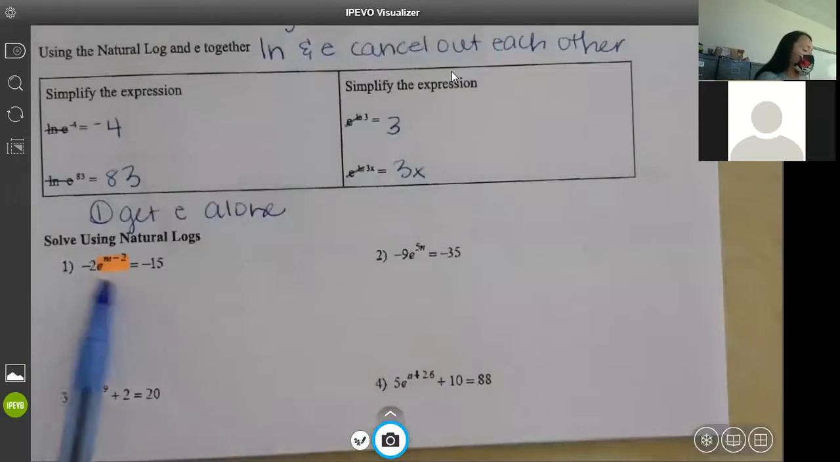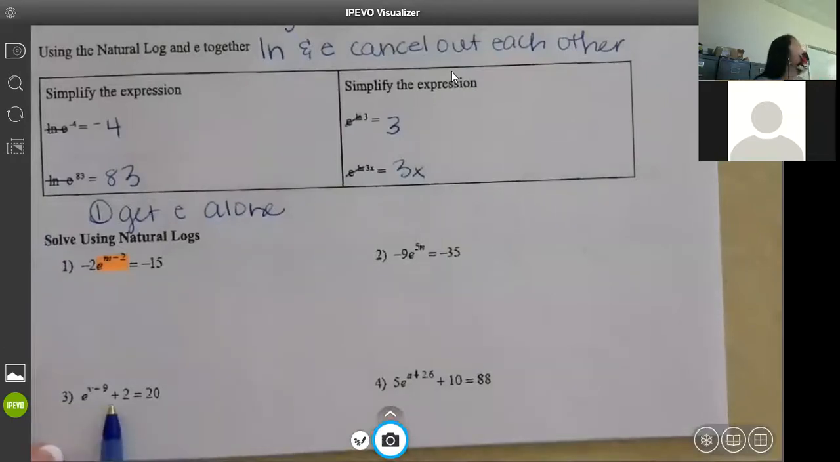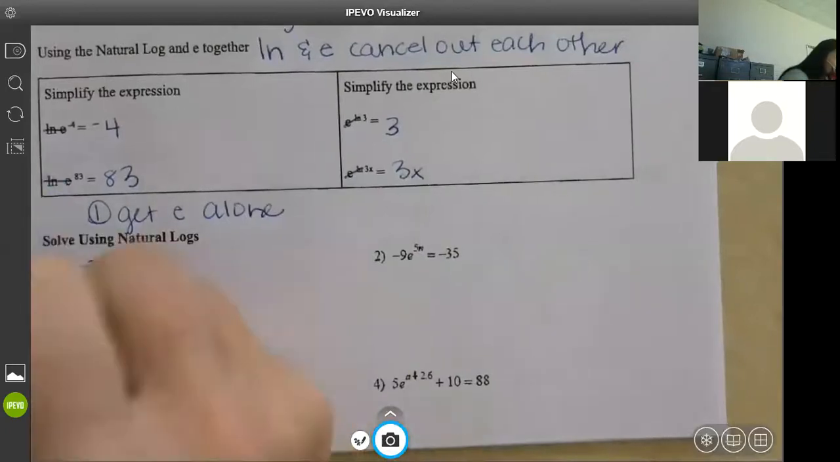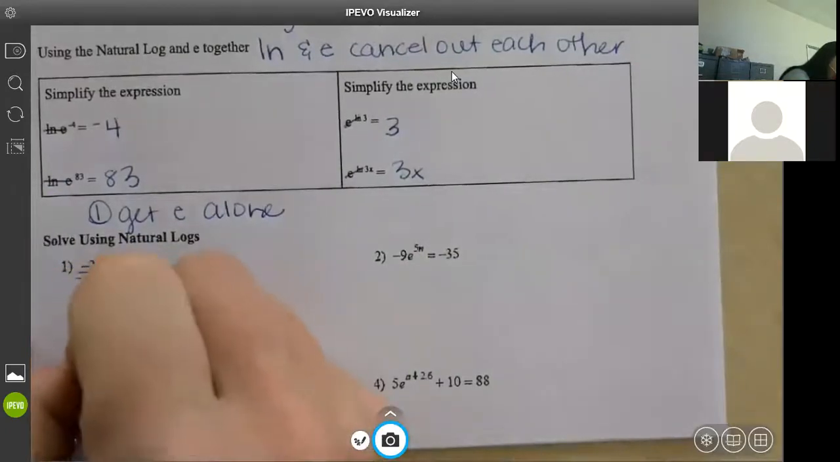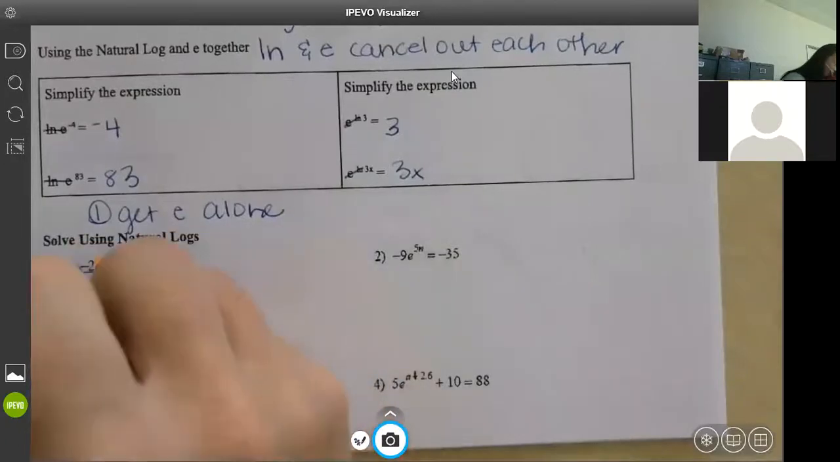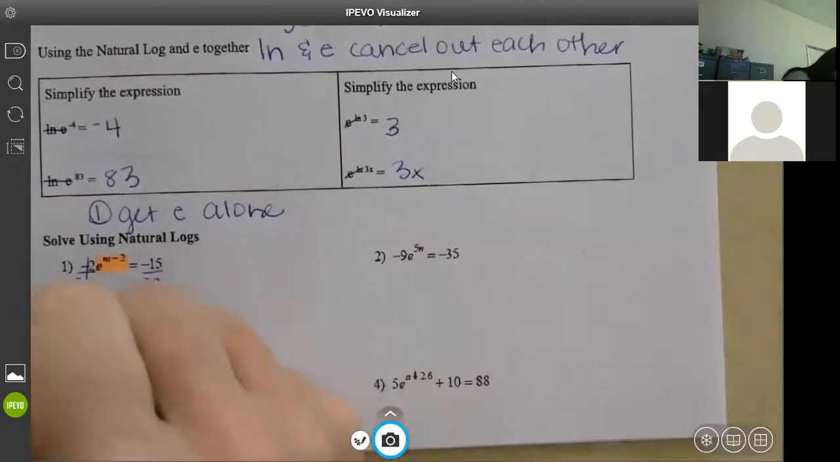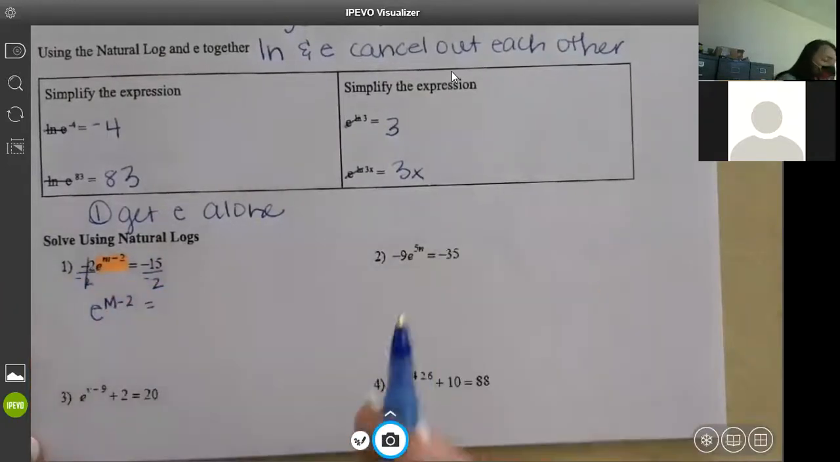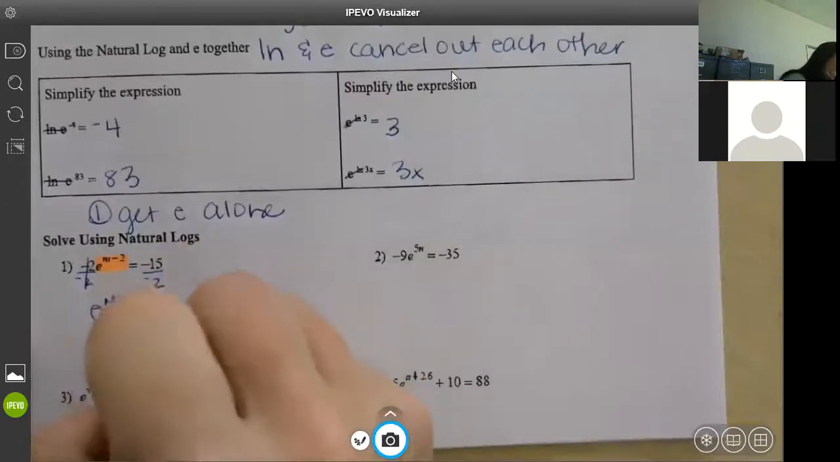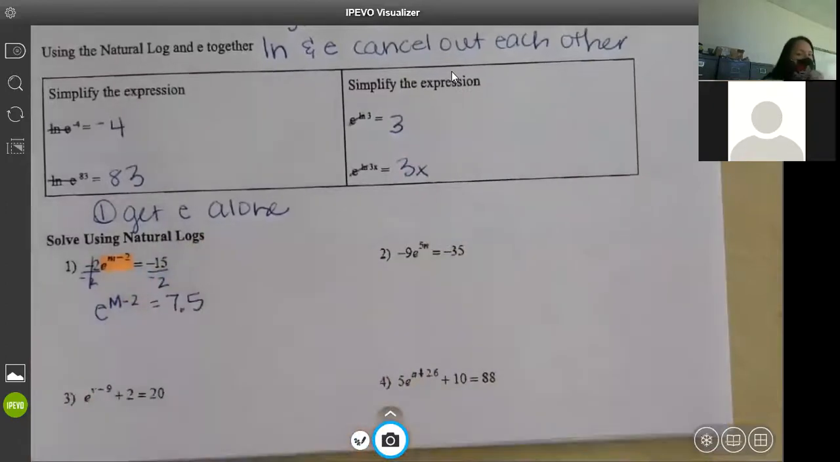What are we doing right here? Divide by -2. Yeah, we're going to divide by -2. Remember, these are multiplied together, so we do the opposite, which is divide. Now, if there was a plus in between them, like this one has a plus, then that's when we'll move it over, add or subtract. So don't worry, everybody makes that mistake. Okay, so we divide by -2. We get e to the m minus 2 equals, and then 15 over 2 is 7.5.